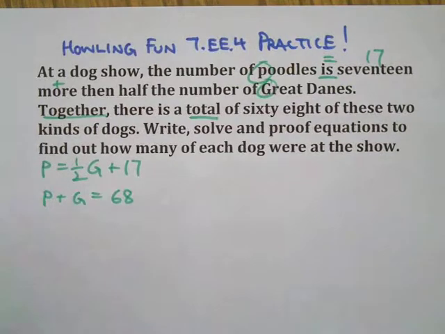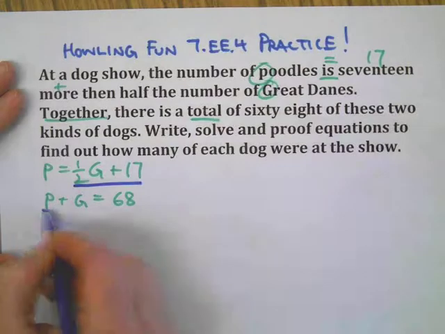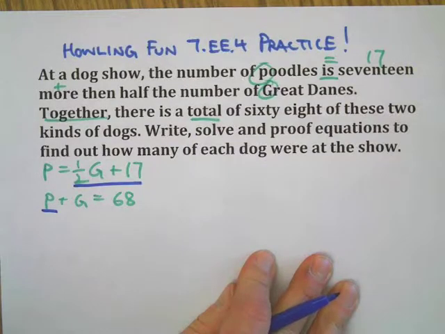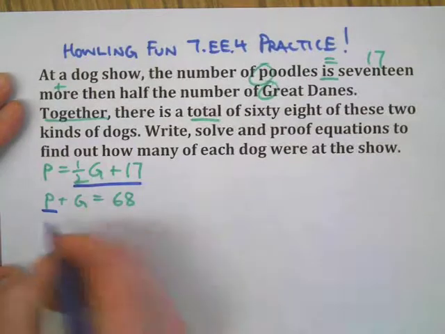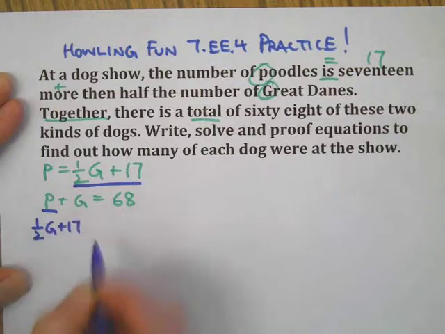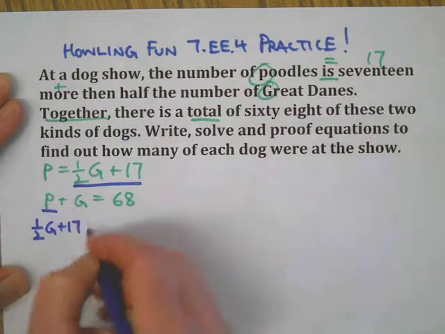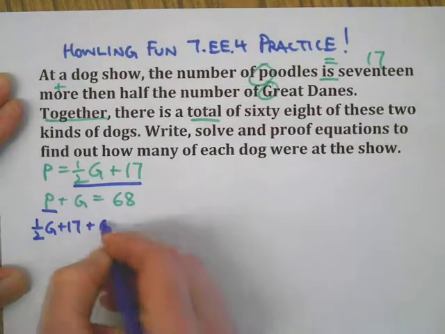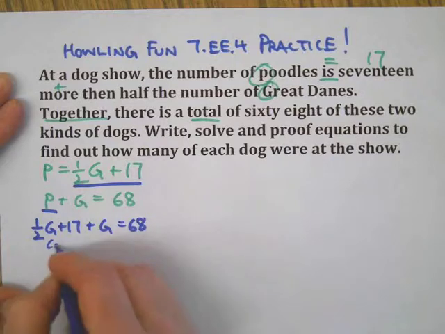Just like we do every single time in a problem like this, we're going to substitute what we have because we need to solve for a single variable. It makes it easier to fill in the blanks and solve the other variable later. So I'm going to substitute 1/2 g plus 17. That's the 17 more than half Great Danes. That's the number of poodles. And the Great Danes equals 68. Combine like terms.